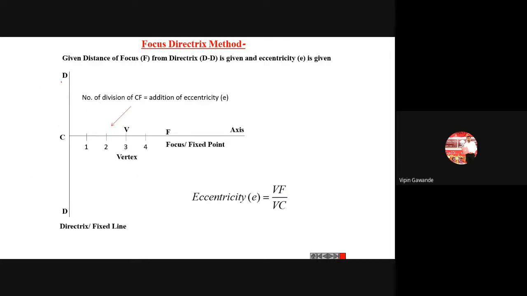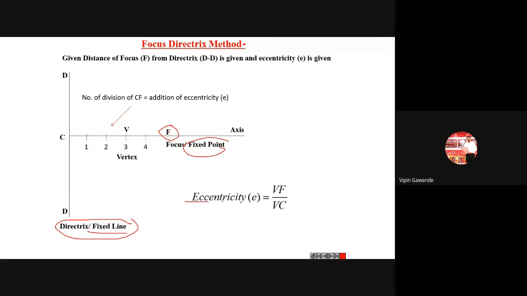Now this is very important. What is meant by directrix? Directrix means it is a fixed line. Fixed line is called the directrix, and a fixed point is called what? The focus. A fixed point is called the focus, and a fixed line is called the directrix. Like that we have to remember.